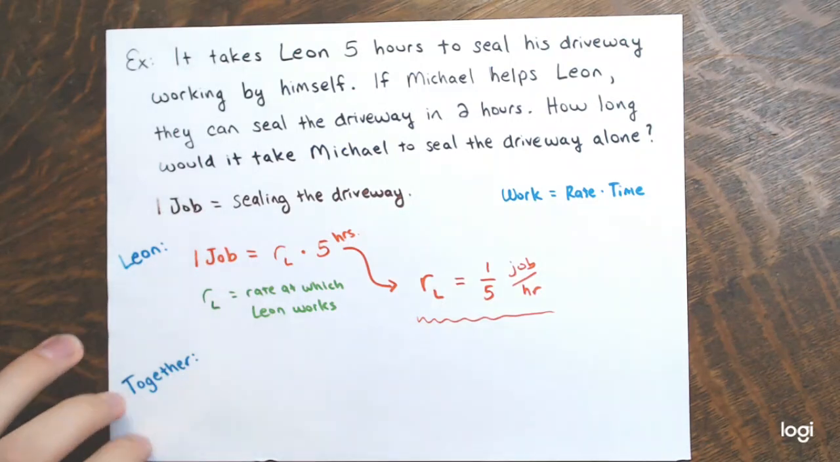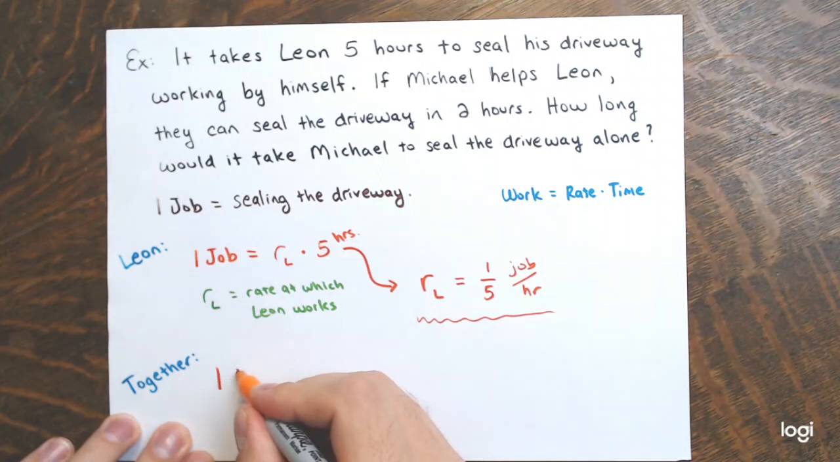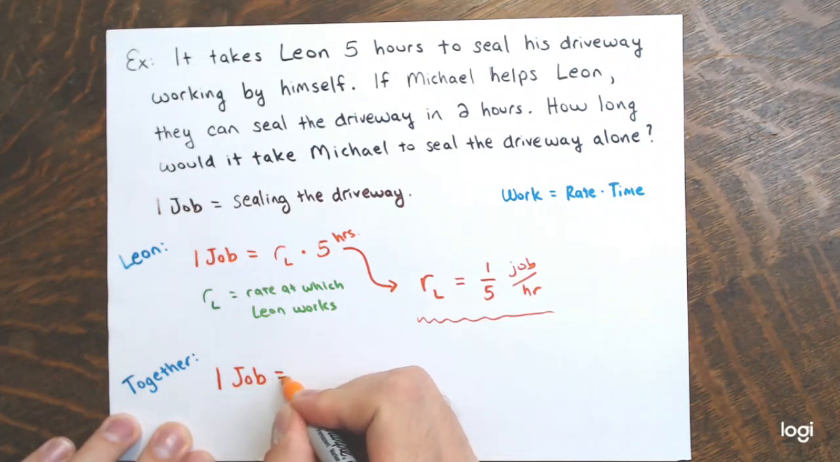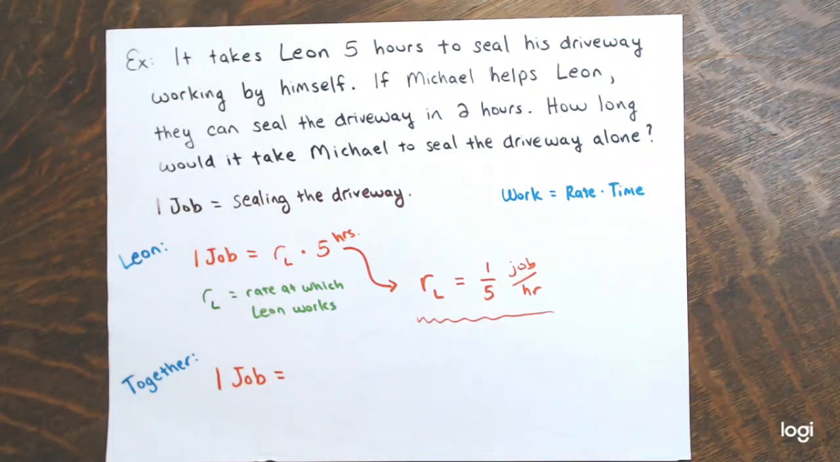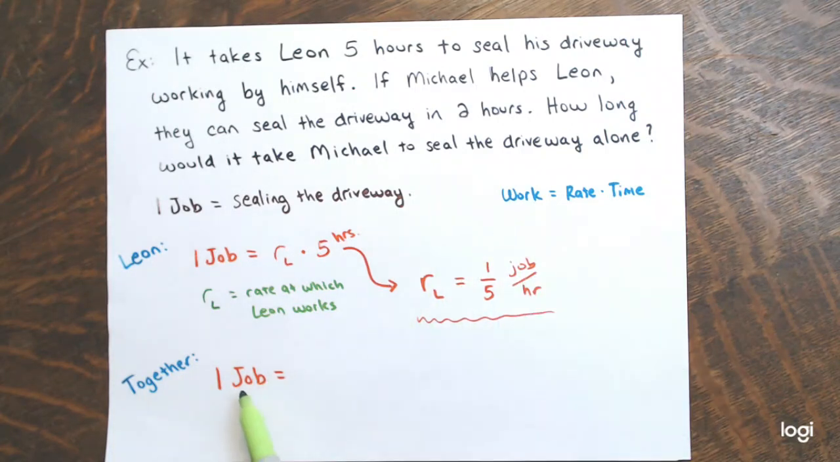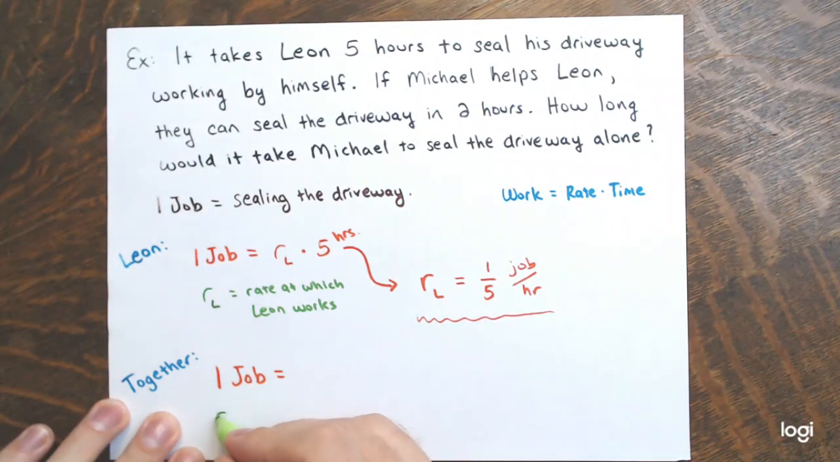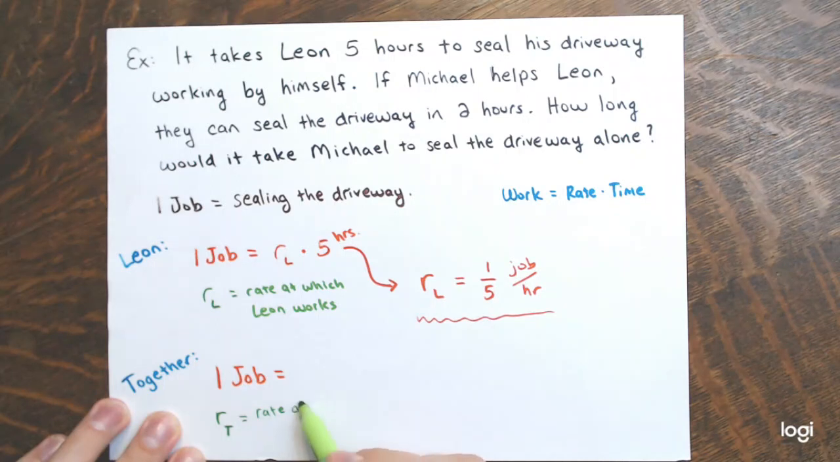So what happens when they work on this thing together? They seal the driveway, so they complete this one job. And again, I don't know the rate. The work they did is sealing the driveway. I don't know the rate. So again, I'm going to call that little r for rate, with a subscript of t for together. So the rate at which they work together is going to be called r sub t.